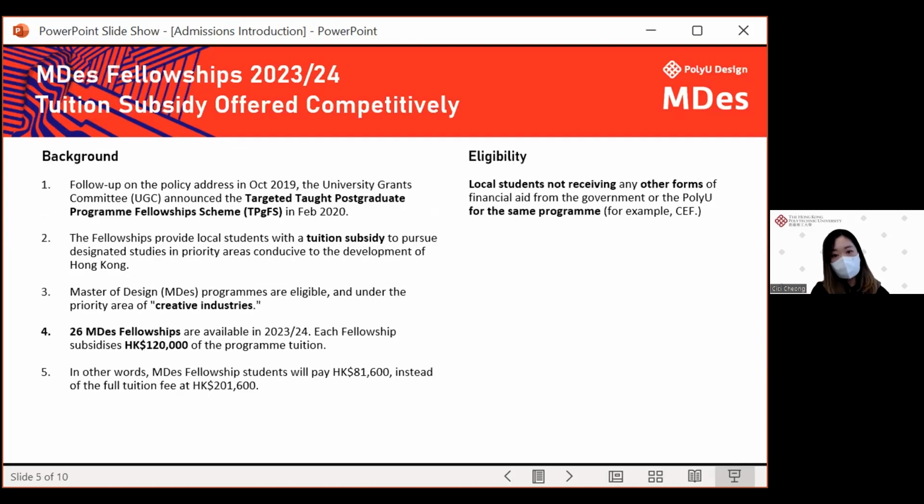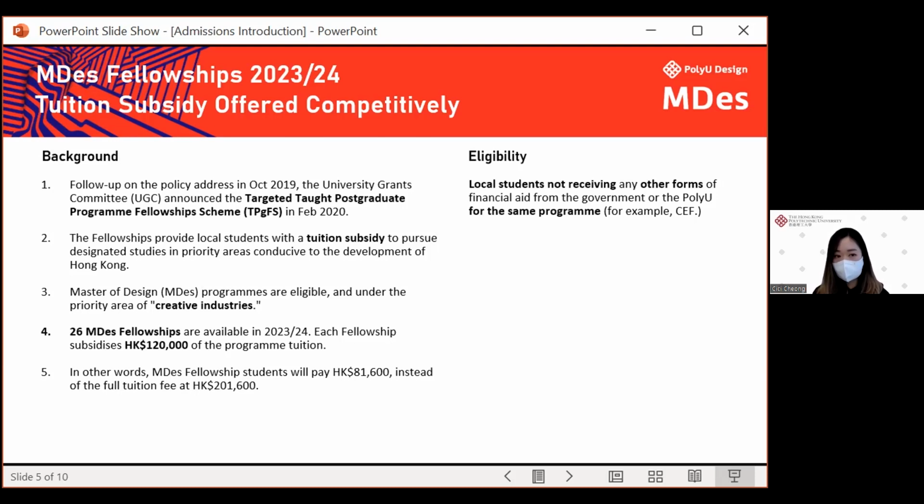Okay. So the next one will be the fellowship. The fellowship is for local students. Our MDes program is one of the targeted postgraduate program fellowship schemes. For this fellowship, the local student may get the tuition subsidy, which is around 120,000. So in general, after you get the fellowship, you only need to pay 81,000 Hong Kong dollars for the master degree.